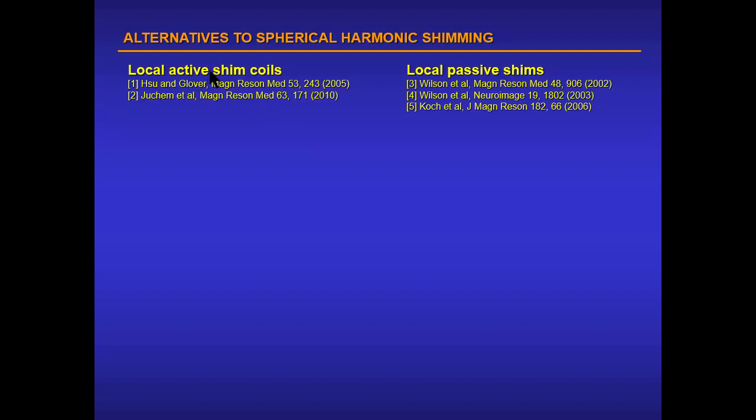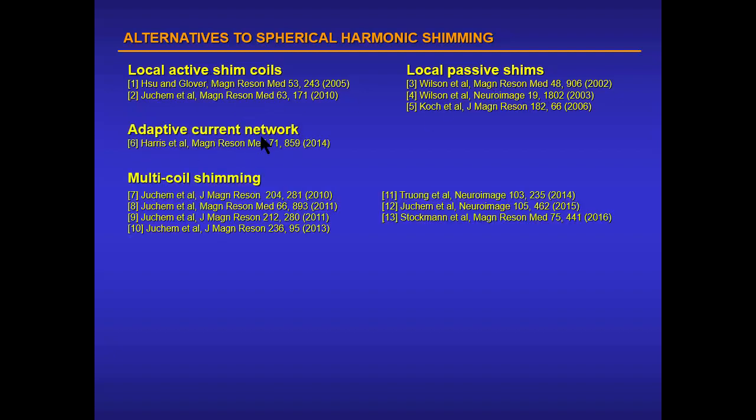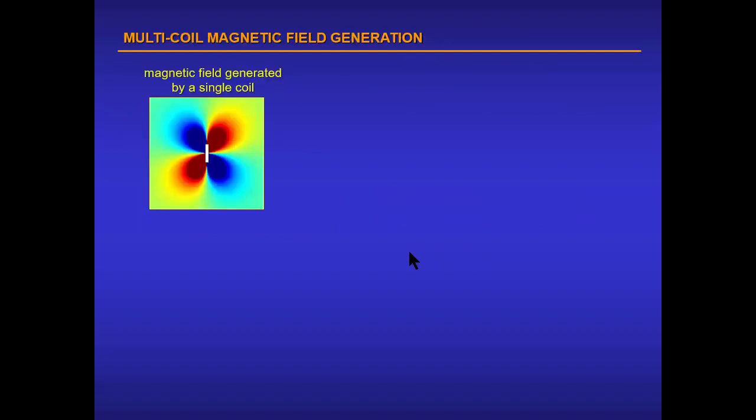You can have local shim coils, local passive shim coils, adaptive current networks, you can have multi-coil shimming. This was initially described at Yale, and it has recently been picked up by quite a few groups, so I would like to spend a few more minutes on detailing it. The principle is actually extremely simple. You just need a generic circular DC coil where you just run a DC current through.